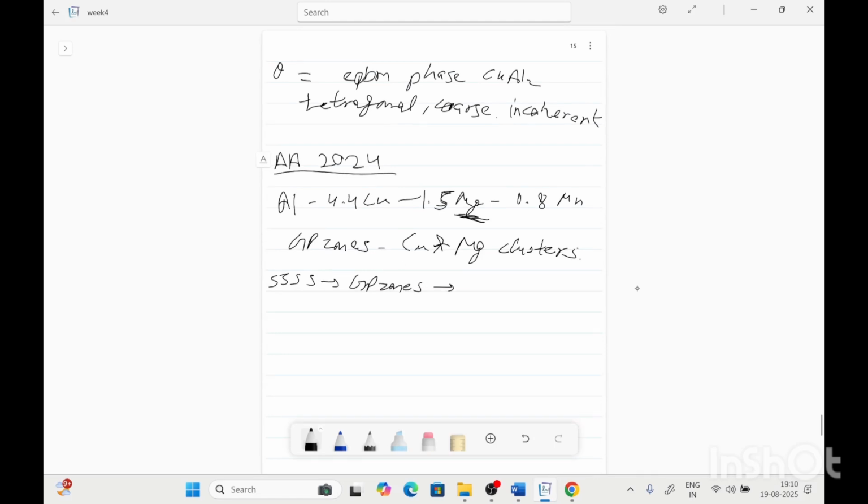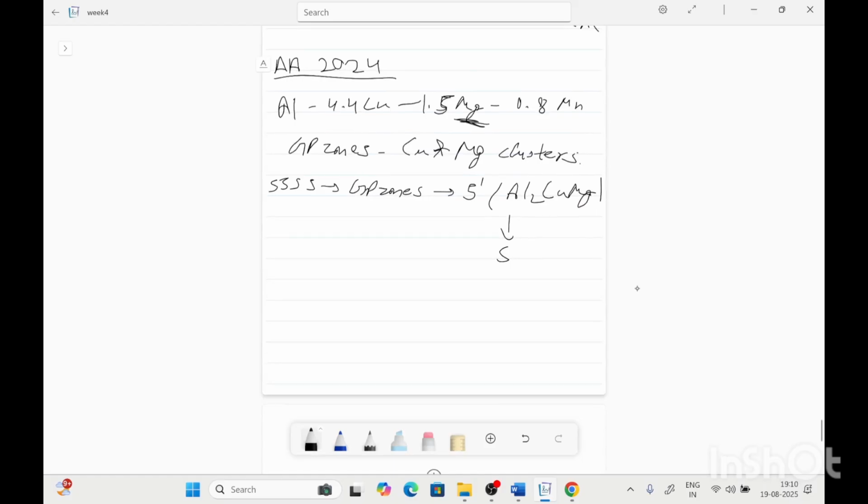Then this GP zone will transform into S prime, which is given as Al2CuMg. Then this will change to S precipitate, which has the fixed composition of Al2CuMg. In this case, this is the equilibrium phase. So directly from the GP zones, the S prime forms and the S will grow with overaging.